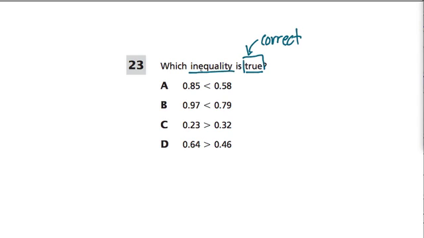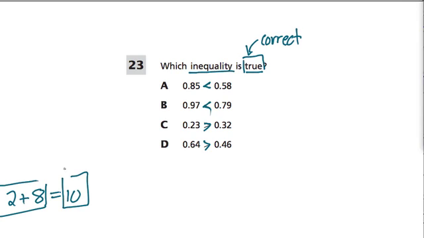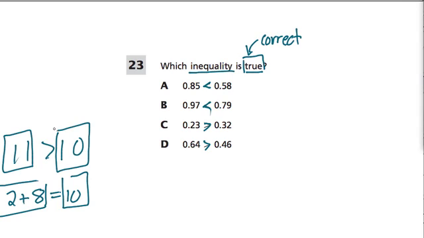Now, an inequality is very similar to an equality, except for the symbol used in the middle and the meaning of an inequality. An equality would say something like 2 plus 8 equals 10. It tells us that both sides are equal. That's an equality. An inequality might say something like, 11 is bigger than 10. It tells us that both sides are not equal, or unequal.